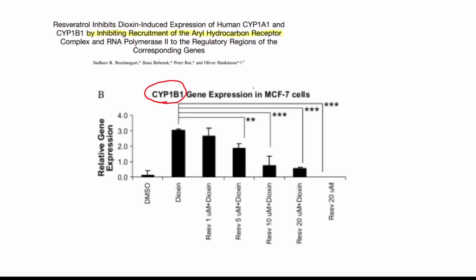And so in this study, they used the cell line, and what they did was they increased resveratrol from 1 micromolar to 5 micromolar to 10 micromolar, and they're using dioxin to activate the aryl hydrocarbon receptor and increase this CYP1B1. And as they increase the amount of resveratrol, the amount of the enzyme that converts linoleic acid to the bad things like 5-HETE decreases.